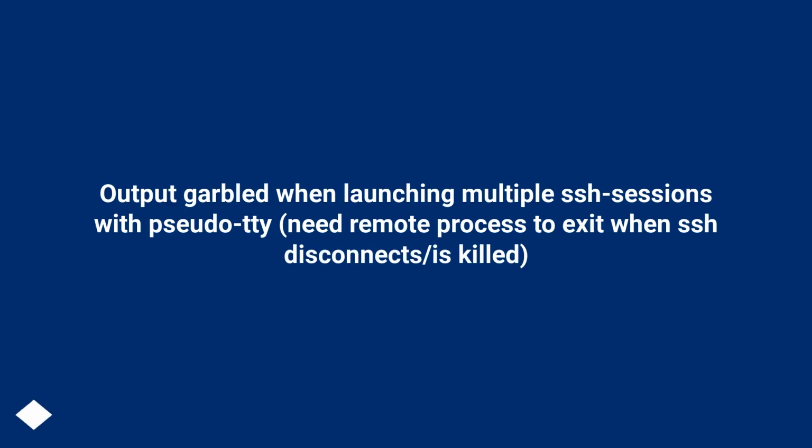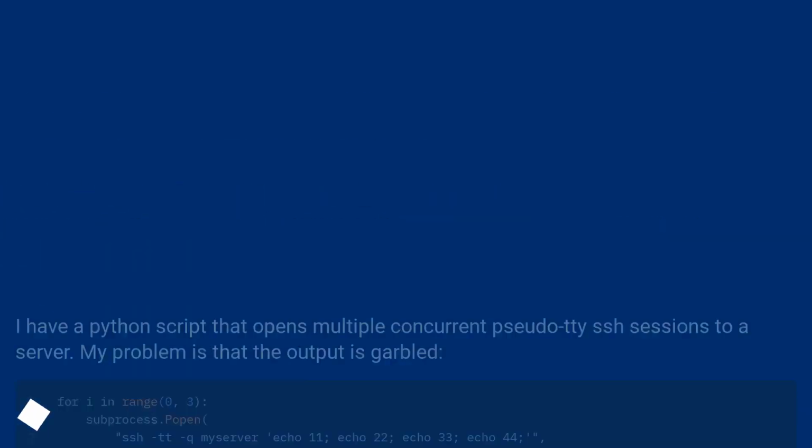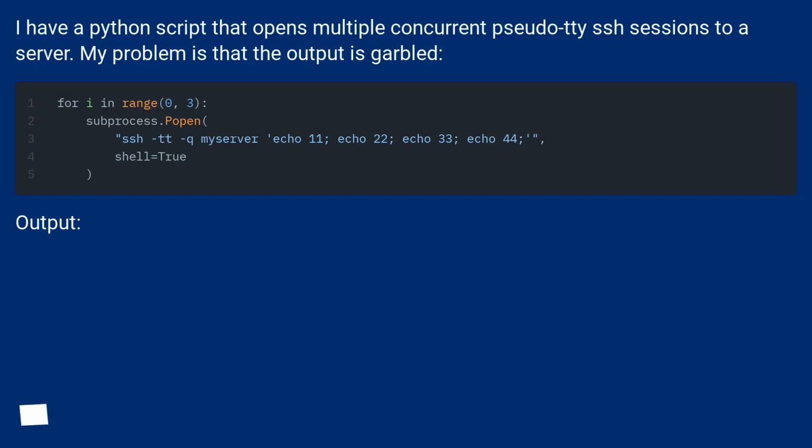Output garbled when launching multiple SSH sessions with pseudo-tty. Need remote process to exit when SSH disconnects or is killed. I have a Python script that opens multiple concurrent pseudo-tty SSH sessions to a server. My problem is that the output is garbled.